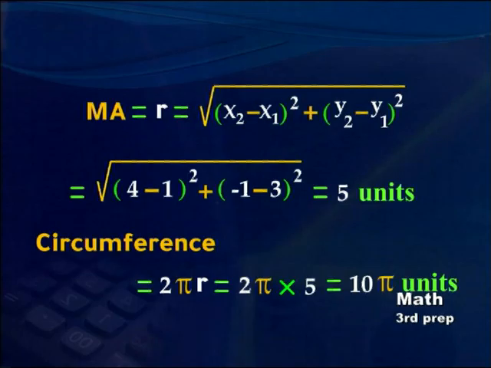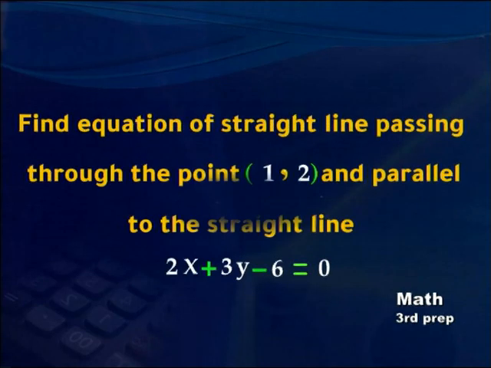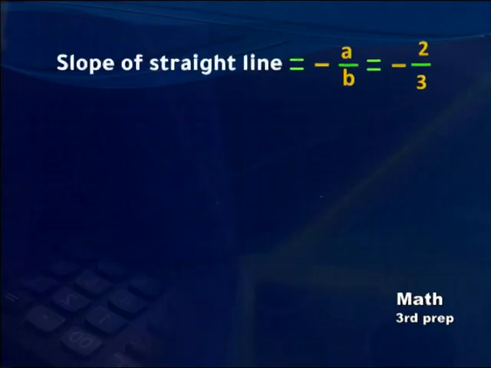Another example: find the equation of the straight line passing through the point (1, 2) and parallel to the straight line 2x plus 3y minus 6 equals 0. First of all, we must find the slope of the straight line. As the straight line is 2x plus 3y minus 6 equals 0, the slope of the straight line will be negative a over b, which is negative 2 over 3.